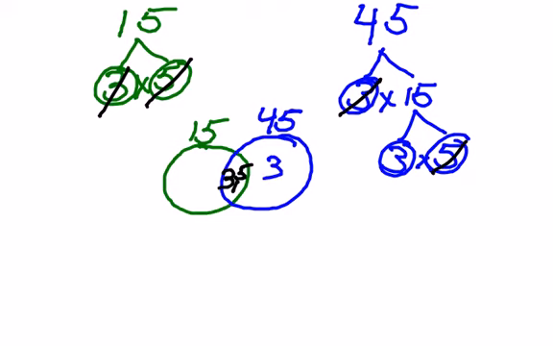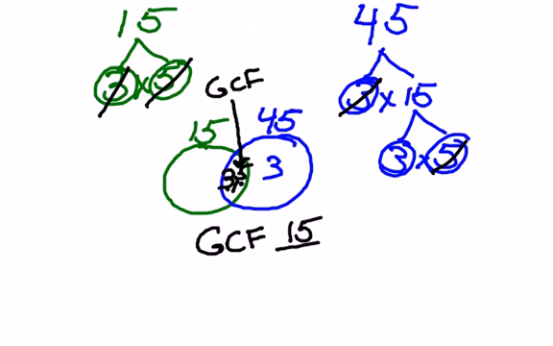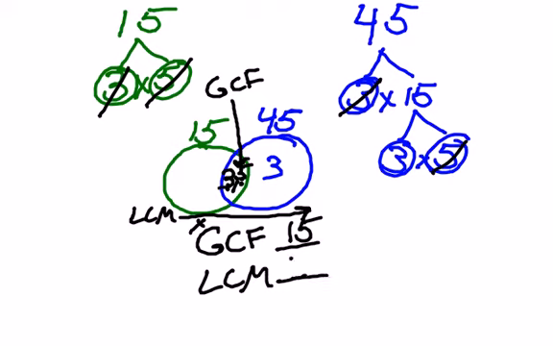So now, my greatest common factor, if I were to go in here, will have to be 3 times 5, which is 15. And my least common multiple will be 3 times 5, which is 15, and 15 times 3, which is 45.